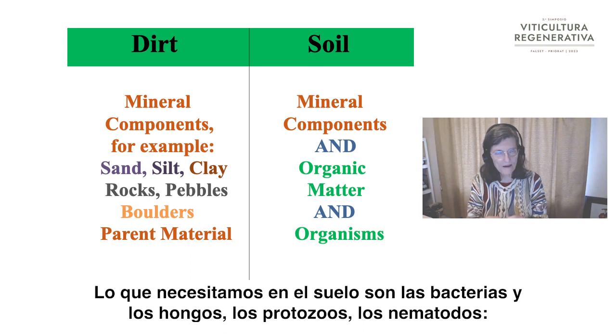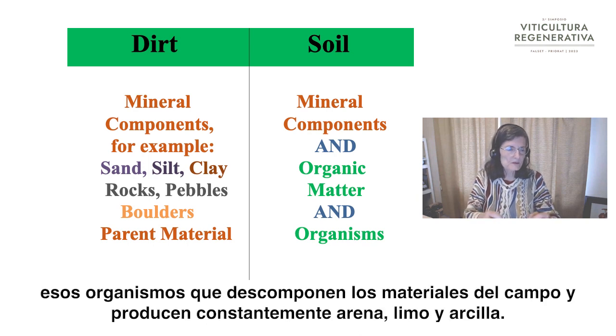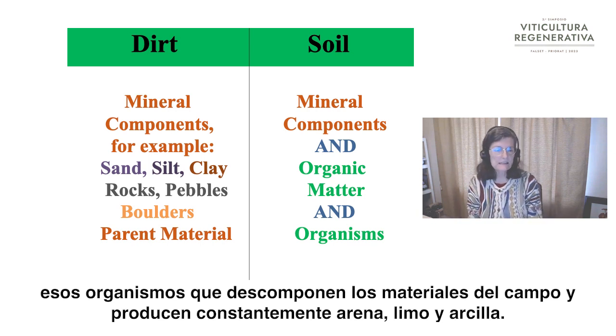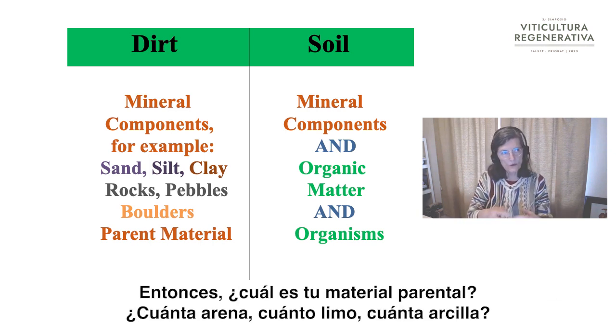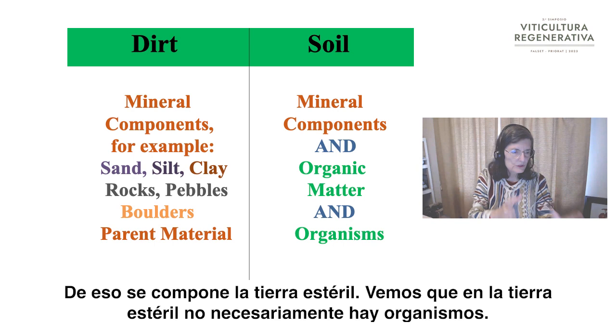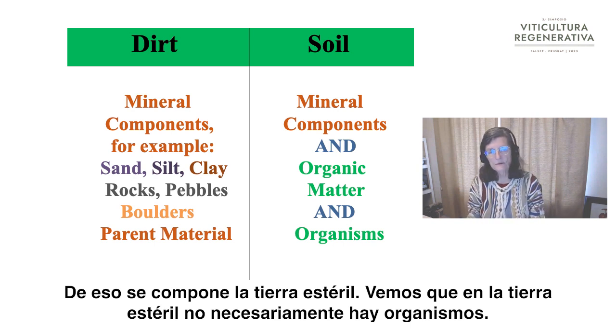That's what you have to have in your soil: the bacteria and the fungi, the protozoa, the nematodes, those organisms that break down the materials in your field, constantly producing sand, silt, and clay. And so what's your parent material? How much sand, how much silt, how much clay? That's what dirt is comprised of. Notice that there are no organisms necessarily in dirt.